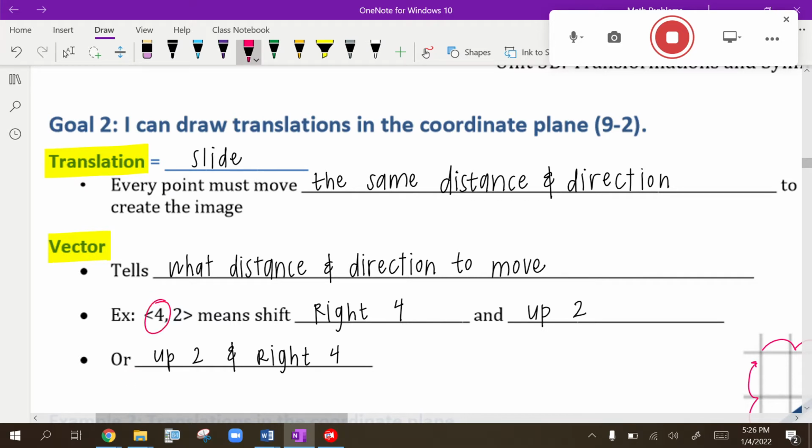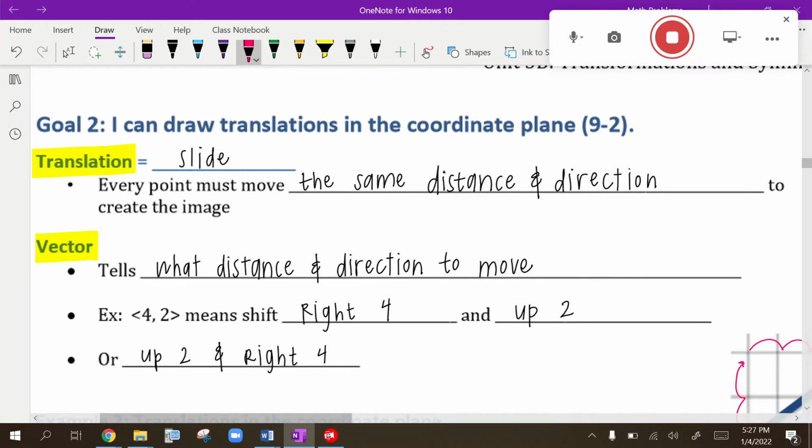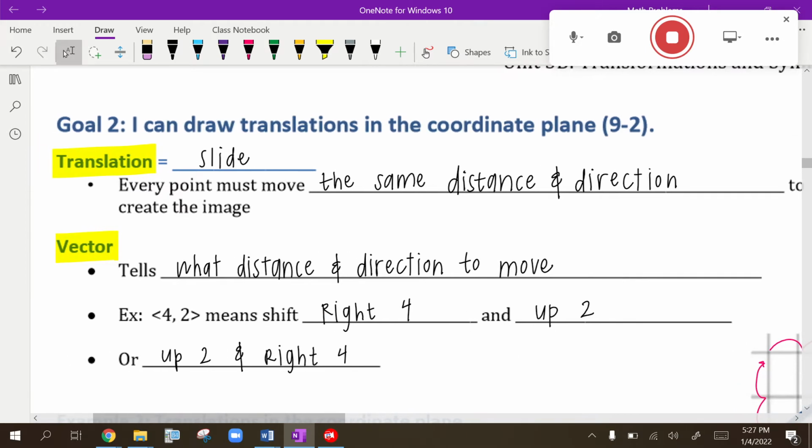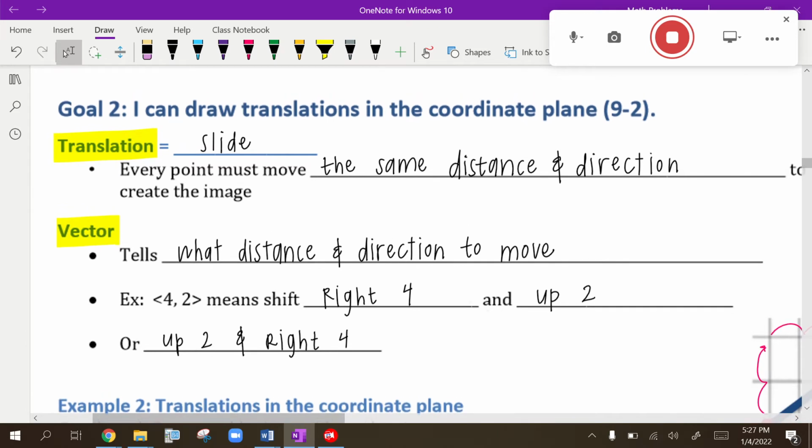Now, the first number always tells you left or right. The second number always tells you what to do, up or down. If the number is positive, you're either moving right or up. If the number is negative, you're moving left or down. So it doesn't really matter if you go right 4 then up 2, or if you go up 2 then right 4, you'll end in the same spot.